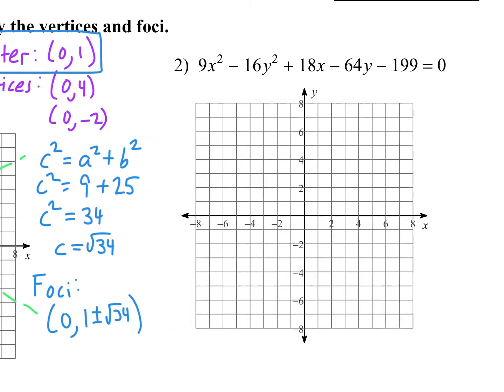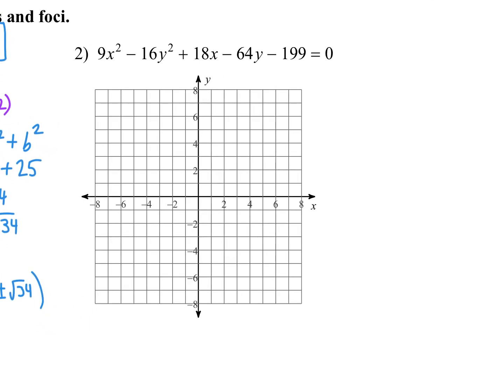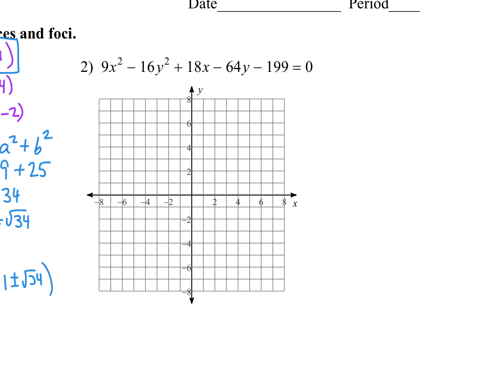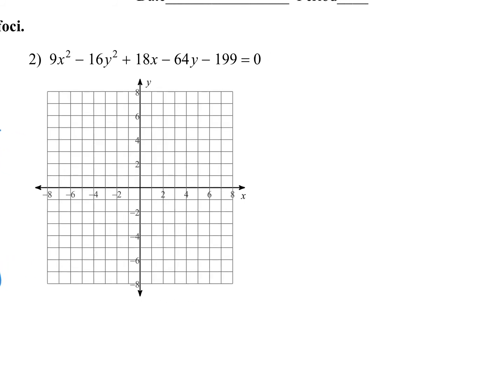All right, so example 2, one of these ugly ones, right? It's not in the right form. So we're going to have to do some work. All right, let's do some completing the square, one of my favorites. All right, so let's take this equation. Let's do some work on it, see what we can do. I'm going to rewrite it over here and just kind of rearrange the terms like we normally do.